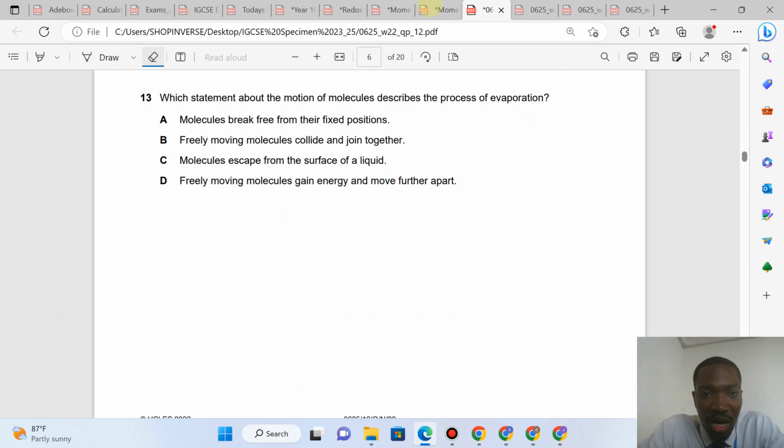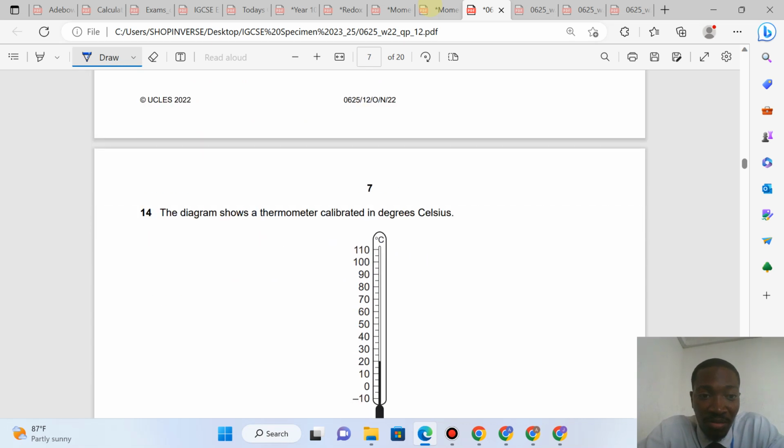Question 13. Which statements about the motion of molecules describe the process of evaporation? A. Molecules break free from their fixed position. That's melting. Option B, freely moving molecules collide and join together. That's condensation. Option C, molecules escape from the surface of a liquid. Correct. That is what evaporation is. Option D, freely moving molecules gain energy and move further apart. Well, that should be expansion of liquid and gases.